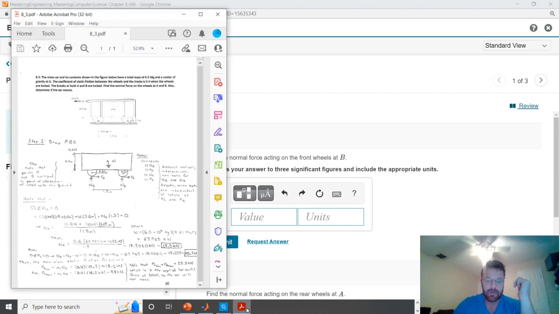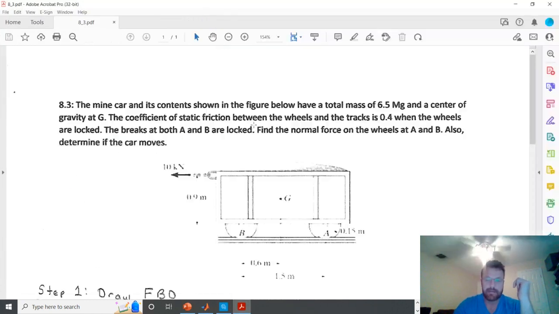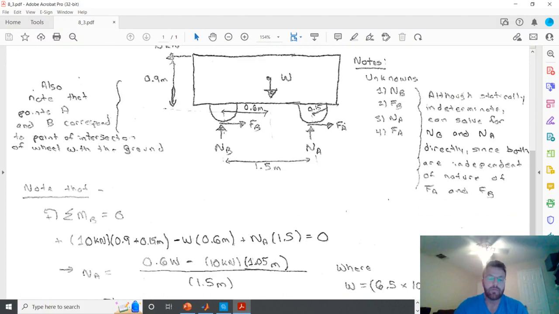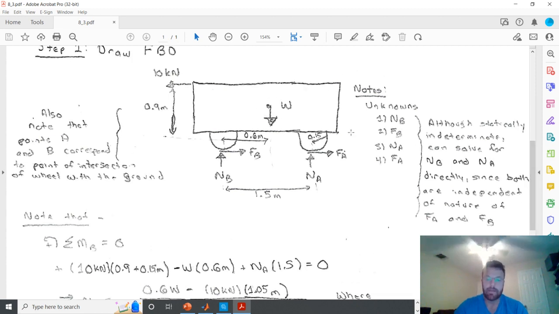So as I mentioned, the first thing you want to do in this problem is actually set up a free body diagram, which is exactly what I've done here. As I mentioned, we've applied unknown normal forces at the wheel in the front, which is denoted as B, and the wheel in the back, which is denoted as A. In addition, we have these unknown frictional forces that we don't know the nature of. We have the weight, which we can compute from the given mass, along with the applied force.